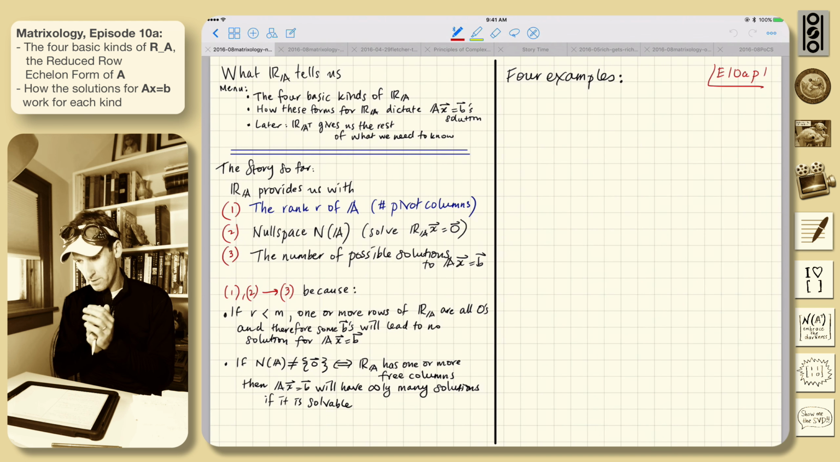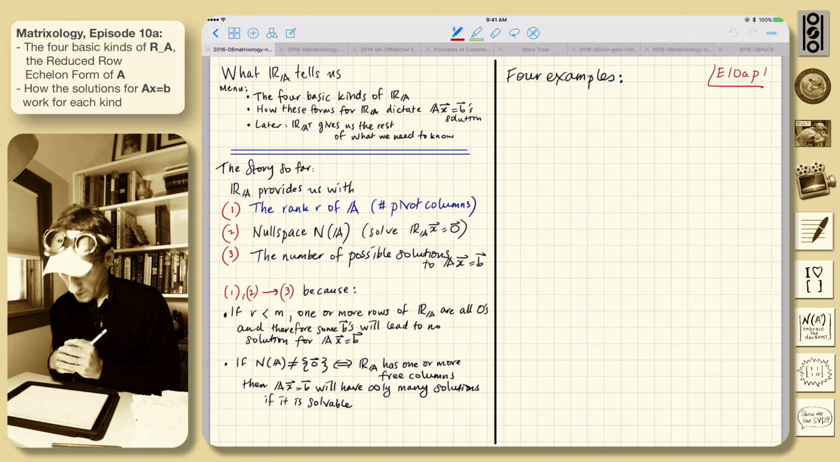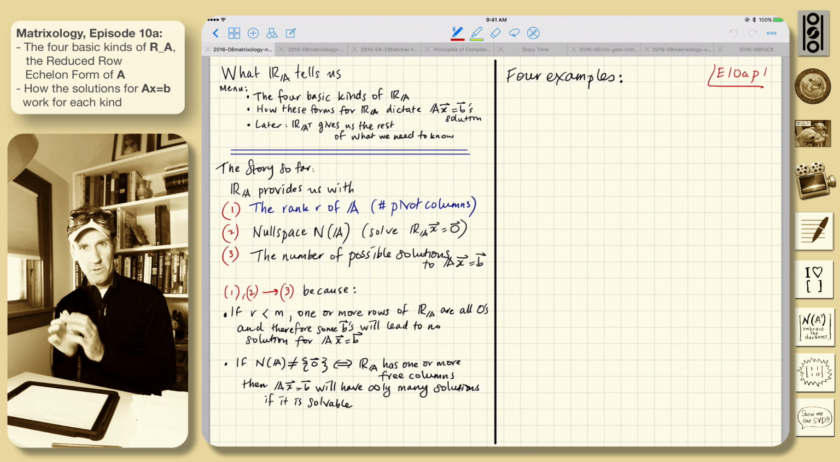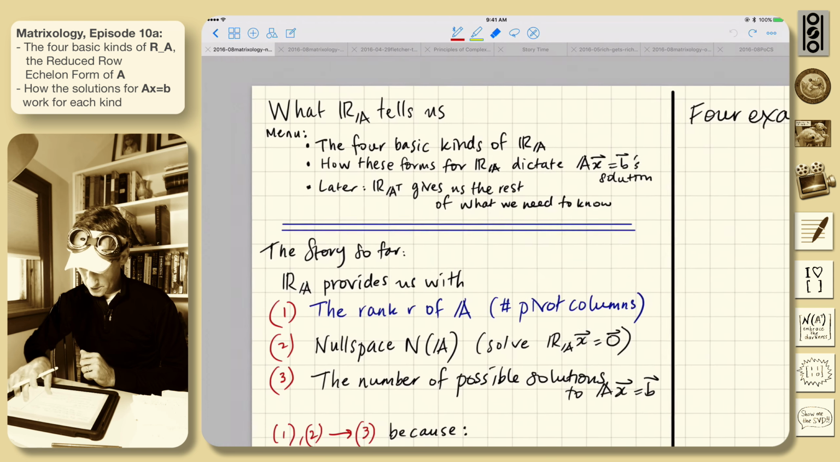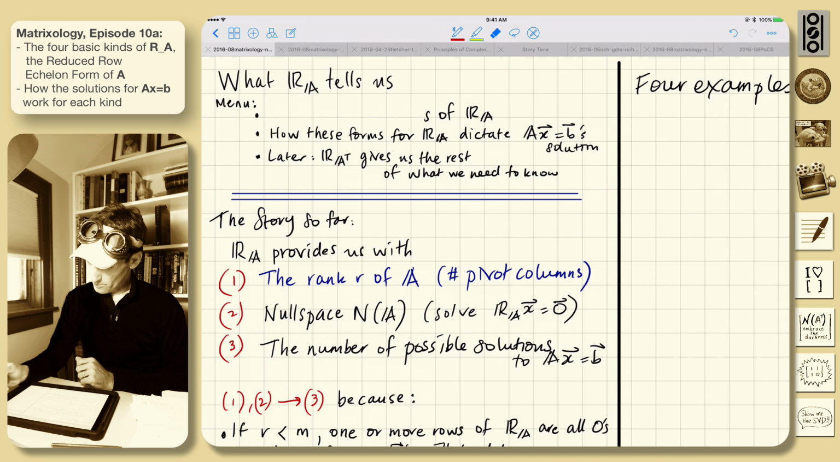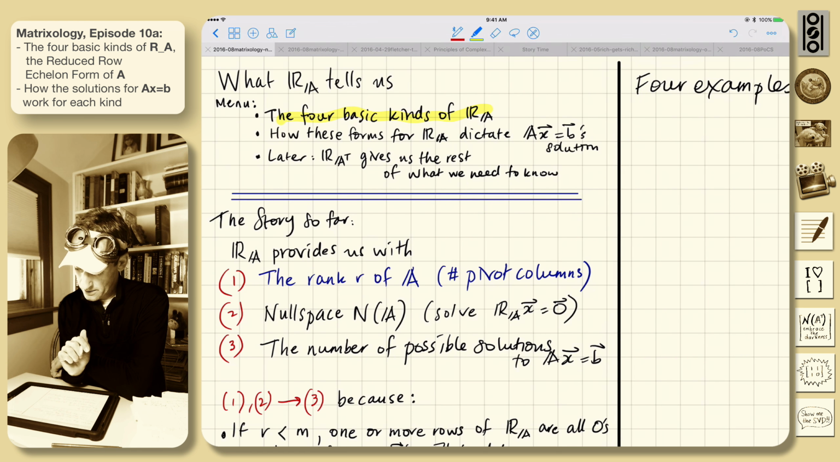And so we'll come back to this again and again. And we've started to see how that connects to column space and null space, which we now know what those are as well. But we can make these kind of general statements about matrices based on their reduced row echelon form. All right, so let us get into this. So I'm going to say there are four basic kinds of R sub A. It's going to be very important that we have this R sub A. That's not always done, but that's a form we will use.